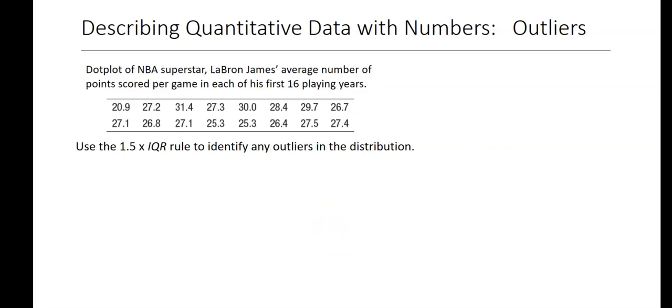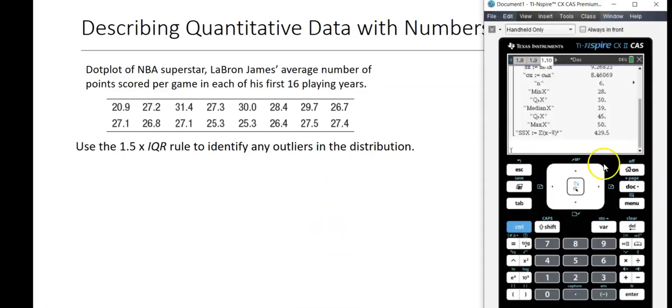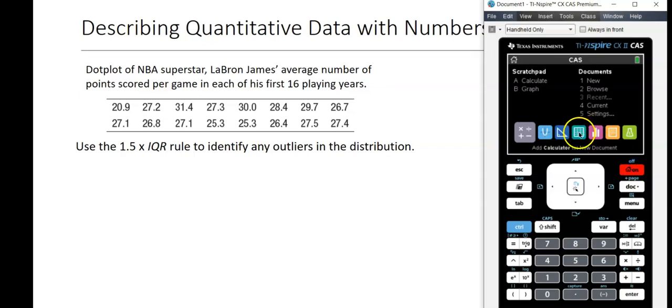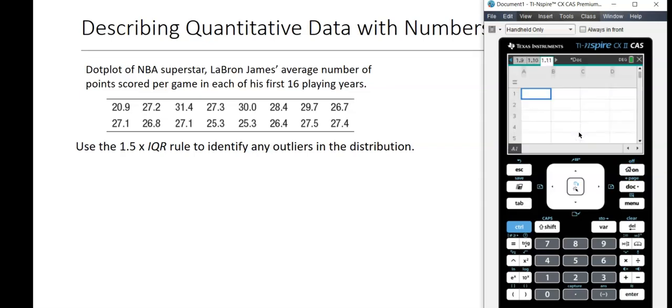So here's the numbers. I'm going to put this in my calculator because I want to do some of this data crunching myself and show you how you would do it. So LeBron is 20.9.